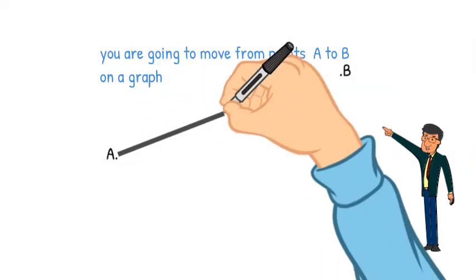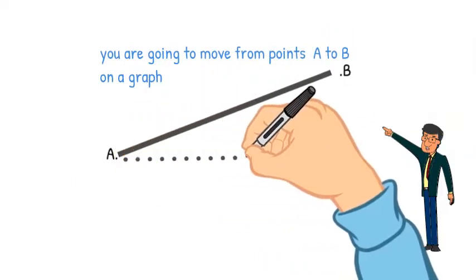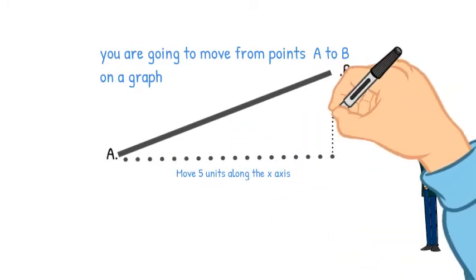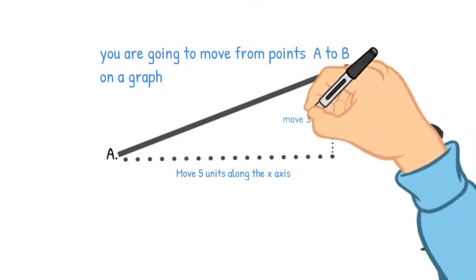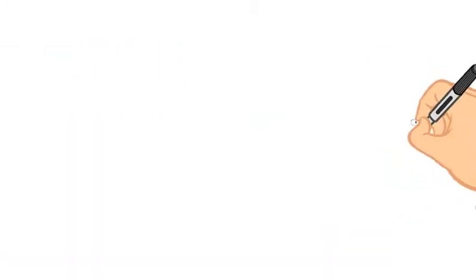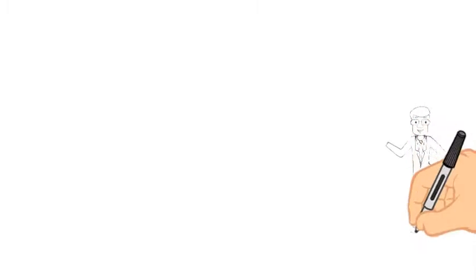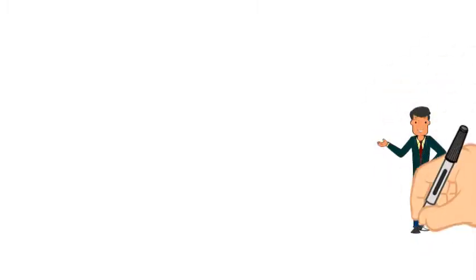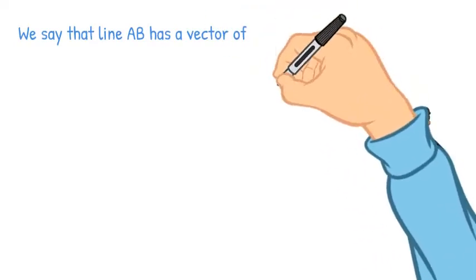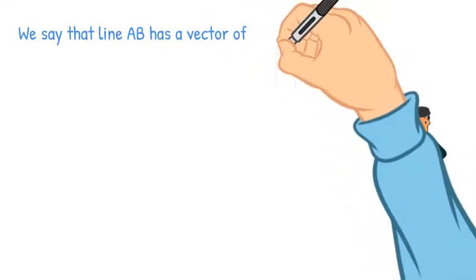A sloping line will involve moving from one corner along the x-axis back to the other corner along the y-axis. A vector describes the movement between the 2 points using the numbers that we found from the x and y axis.